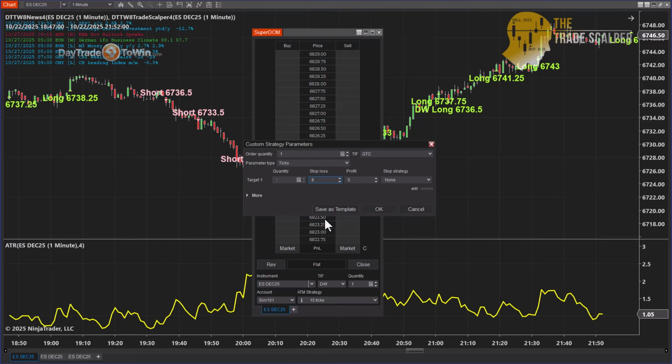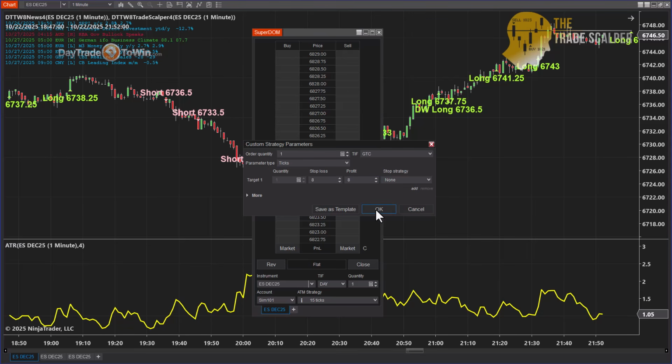So we're using ticks. Ticks is the smallest increment on any market. So that's why we're using ticks. So you can have an 8 tick stop and an 8 tick profit target. And what that means is as soon as you place a trade to go long or short, it will place the stop and the target for you automatically.